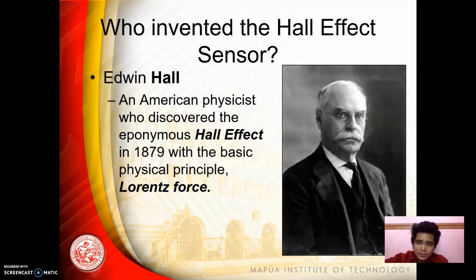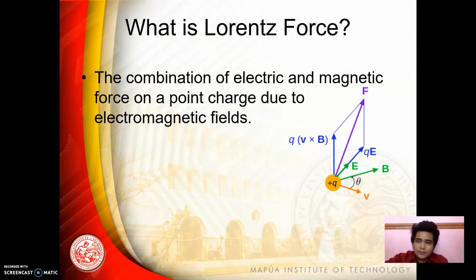Before going to the principle, what is the origin of the Hall effect sensor? The Hall effect was discovered by an American physicist, Edwin Hall, in 1879, with the basic physical principle underlying the Hall effect being Lorentz force. Lorentz force is the combination of electric and magnetic force on a point charge due to electromagnetic fields. As seen in the figure, Lorentz force is on a charged particle of charge q, which is in motion with instantaneous velocity v. The electric and magnetic fields vary in space and time.